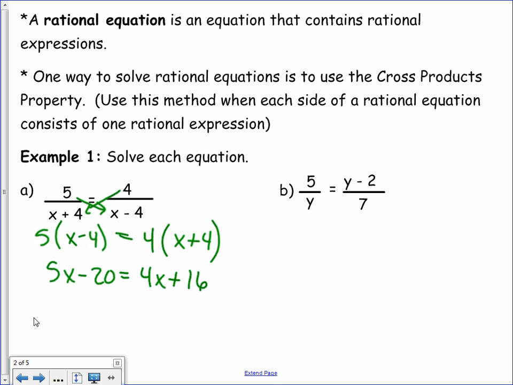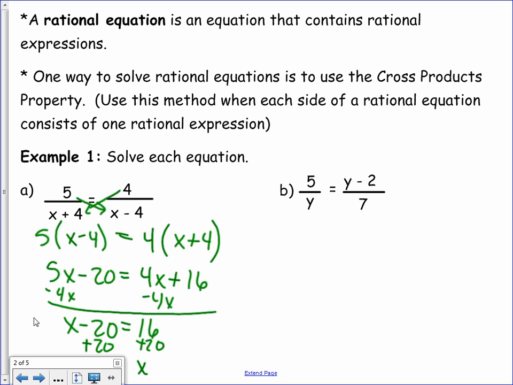Now we want to get the x's on one side, so I'm going to subtract 4x from each side, and we're left with x minus 20 equals 16. Now I'm going to add 20 to each side, and I get x equals 36. And that would be the solution to this rational equation.